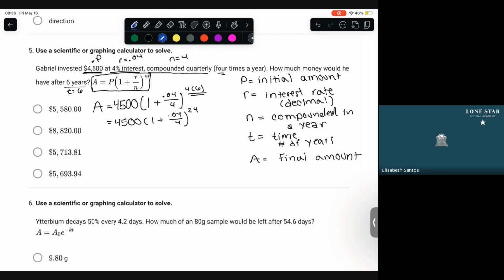Okay, and then what you're going to do, you're going to type this entire thing right here into the calculator. So type that into the calculator exactly as you see it with an exponent of 24. And once you do that, you're going to get $5,713.81.